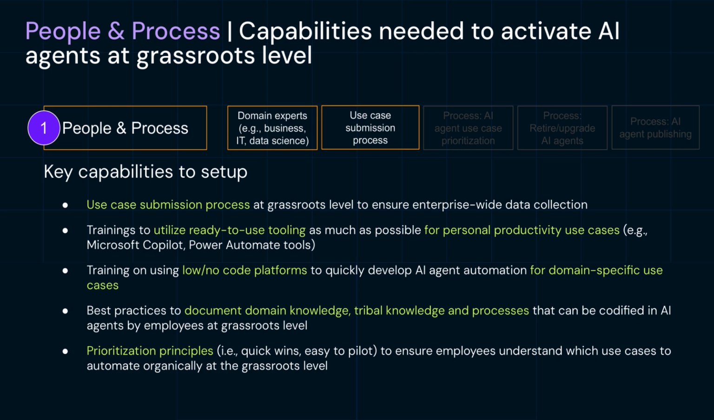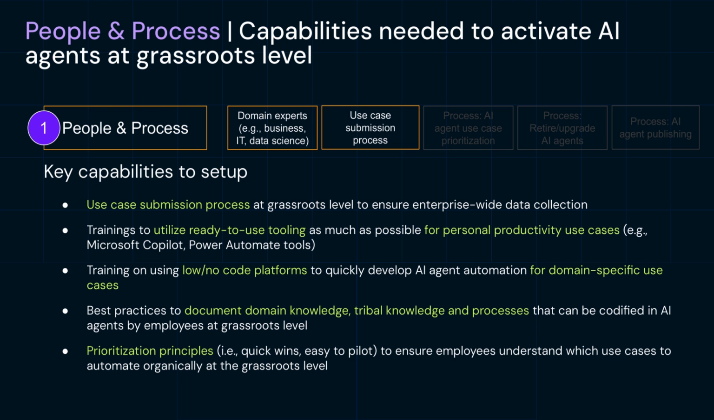And that is the next part, which is, what is the training needed for staff to use low code, no code platforms to develop quick AI agent automation for their domain specific use cases? And this is where the real value, the real knowledge extraction from grassroots level employees comes in.